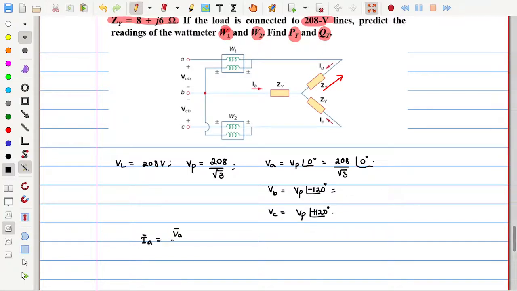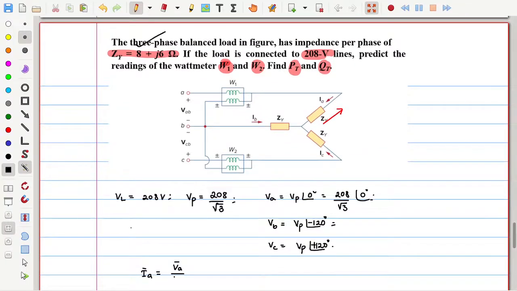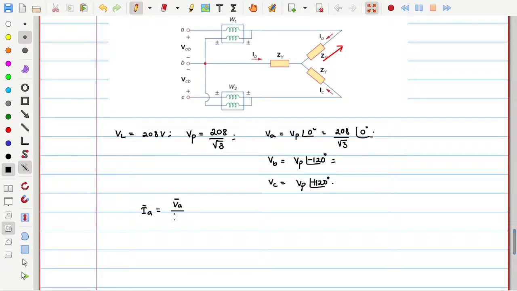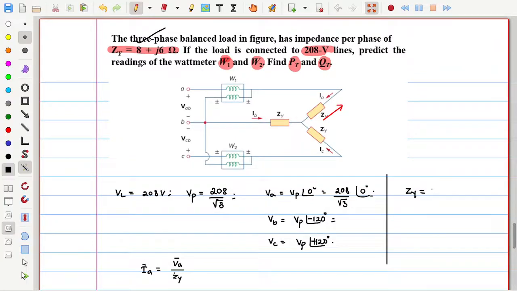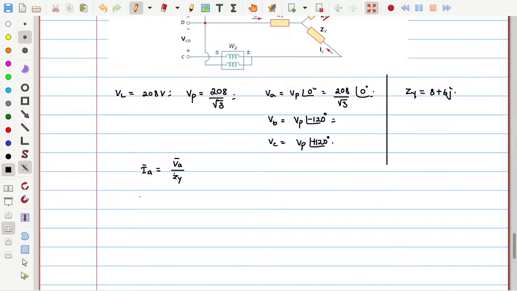Once you get these three phase voltages, I will calculate Ia. Ia is equal to Va by Z. How much is Z? They had given it here; you can convert that into polar form. Zy is given as 8 plus 6j. Next is Ib, Vb divided by Zy, and Ic, Vc divided by Zy. I got all the phase currents.